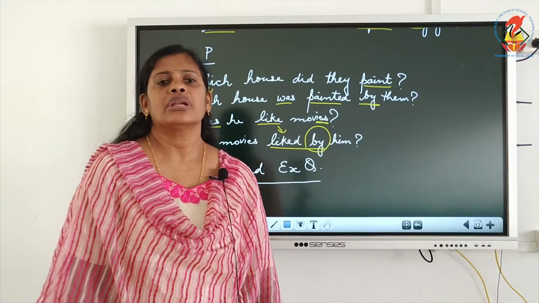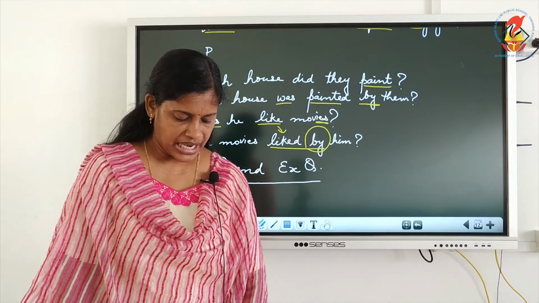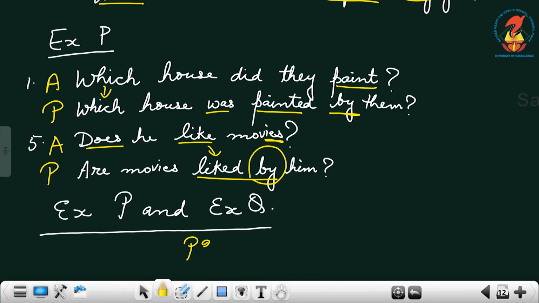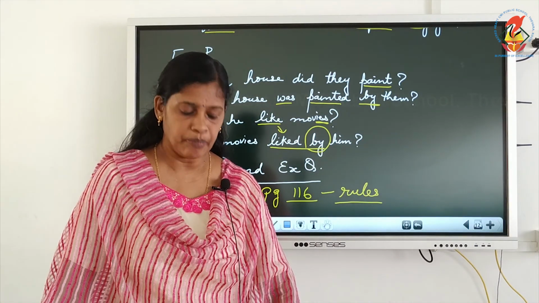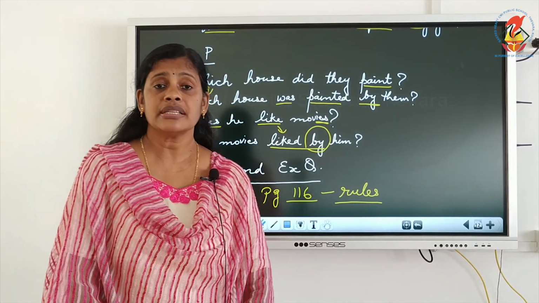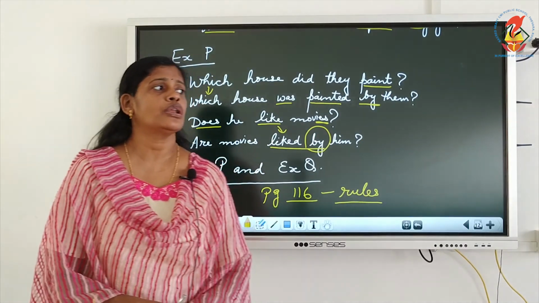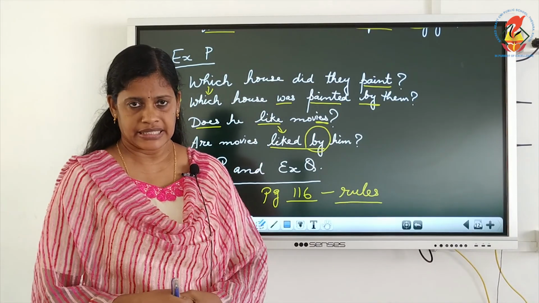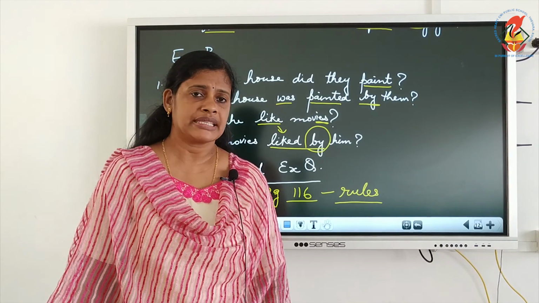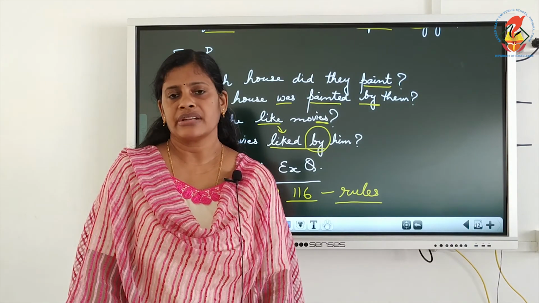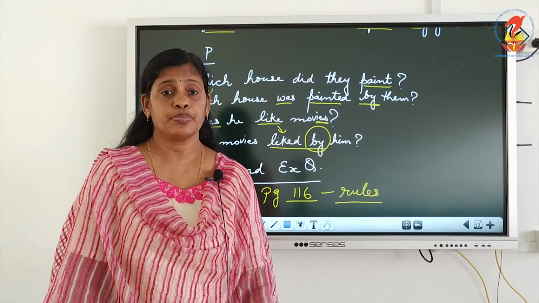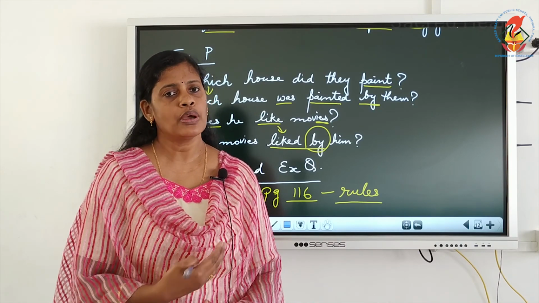Try to learn the rules given on page number 116. The rules to convert from active voice to passive voice are given in a tabular form. They have used the verb bake. Please try to learn this table by heart. You cannot just memorize it; you need a lot of practice to get this flow of writing. Once you start practicing, children, there are many exercises given in your textbook. Don't copy it. Think, try to use the rule and try to solve it. Then you will become an expert in converting sentences from active voice to passive voice. Thank you.